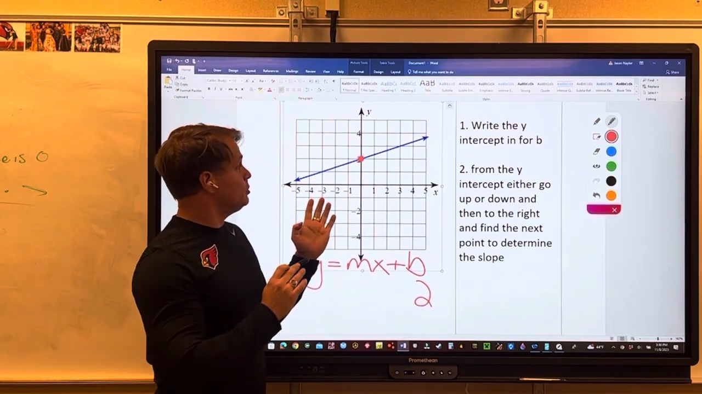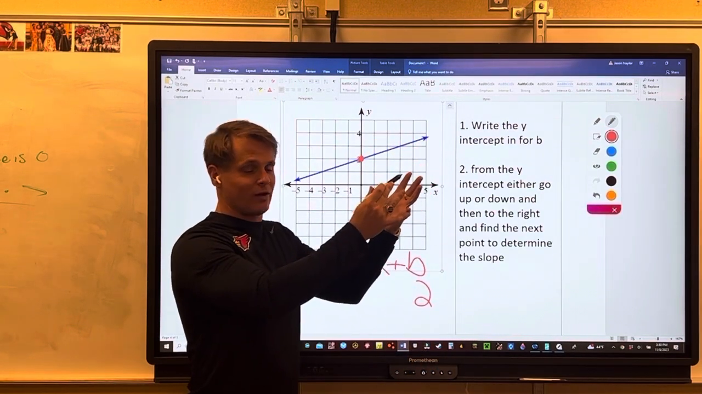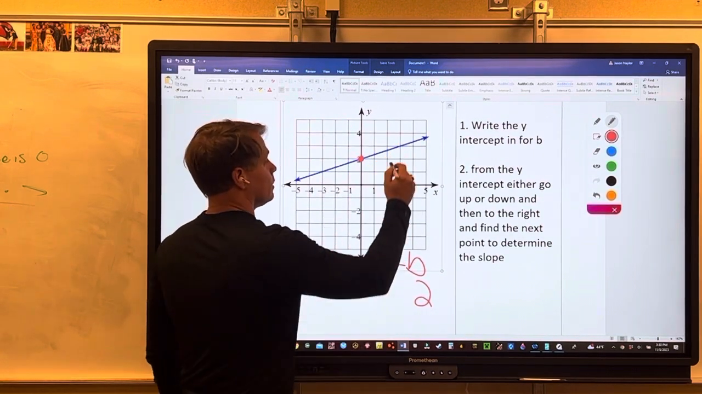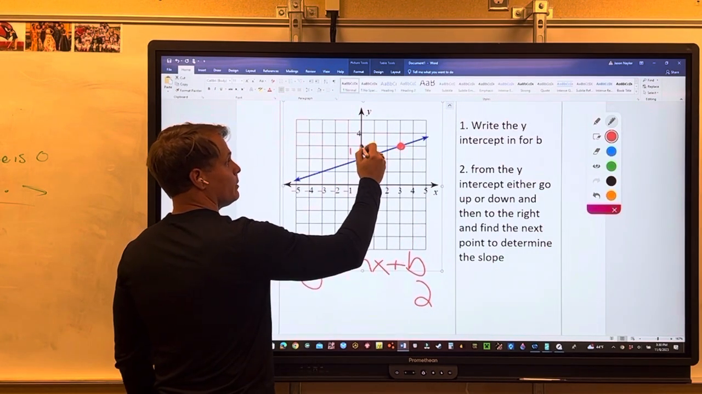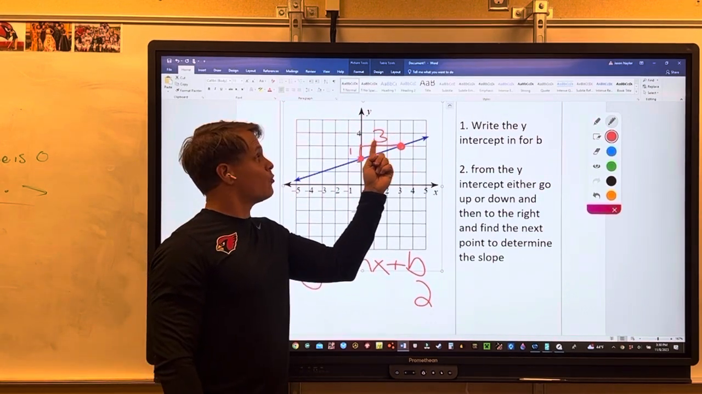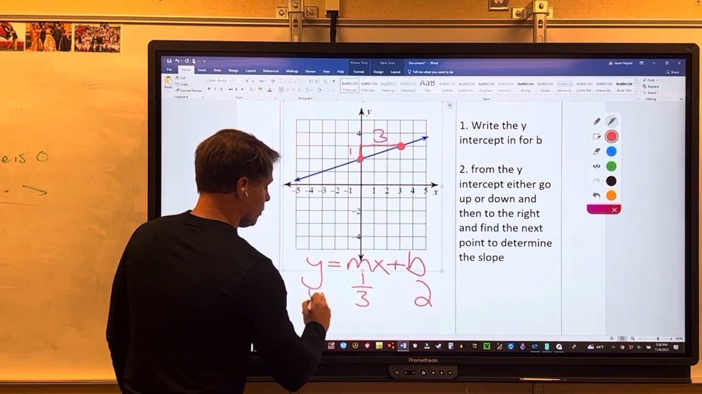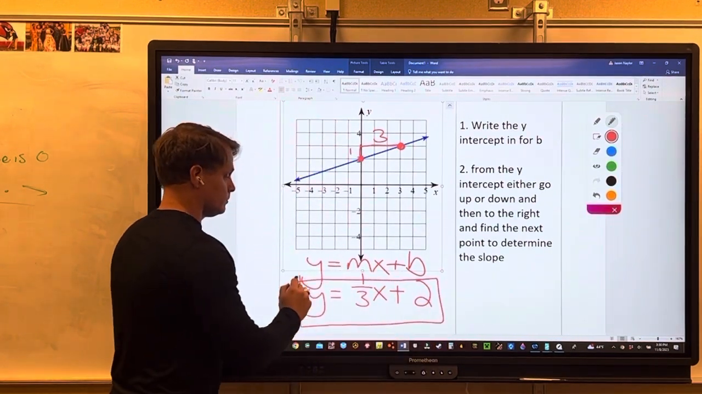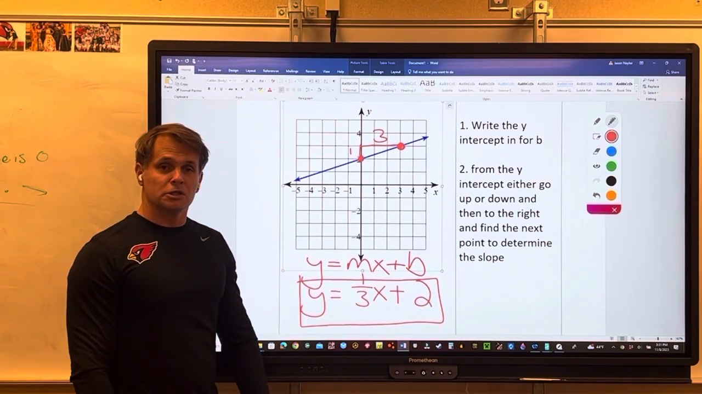Now, the next thing I'm going to do is I'm going to go to the right. I'm either going to go up or down. If I go up, it's positive. If I go down, it's negative. So here, the next point is right there. So I'm going to go up 1, and then I'm going to go over 1, 2, 3 to the right. So the rise is 1, the run is 3. So in place of m, I'm going to put 1/3. Y equals 1/3 x plus 2. The slope should be positive. It's positive 1/3. Looks good.